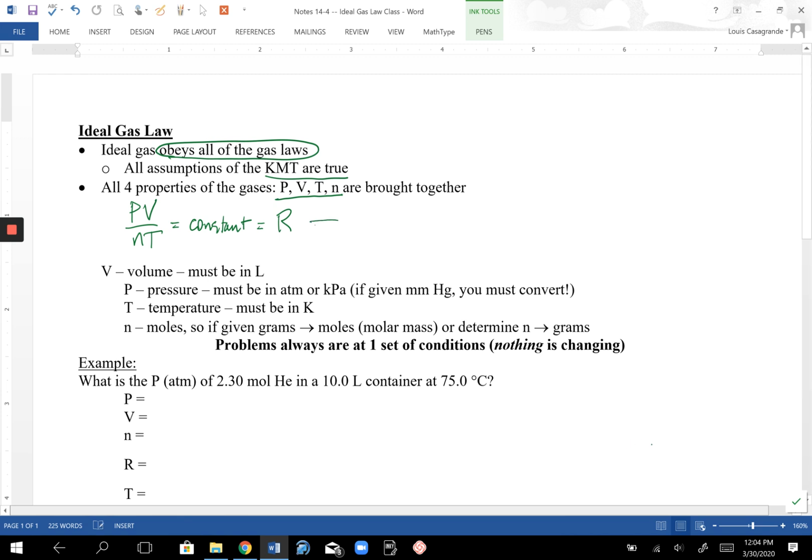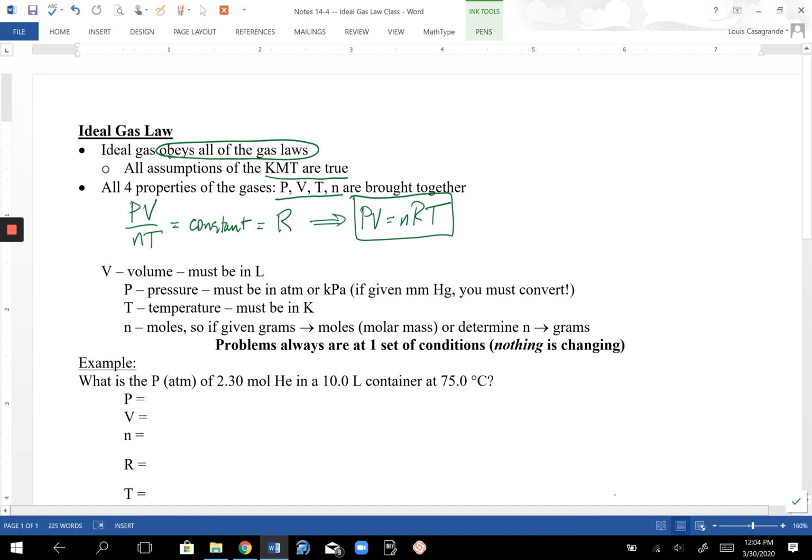If we rearrange this, we get the more familiar form, where we multiply through both sides by N and T, and we get that P times V is equal to N times R times T, which we sometimes refer to as PiVnert. And this is the ideal gas law.